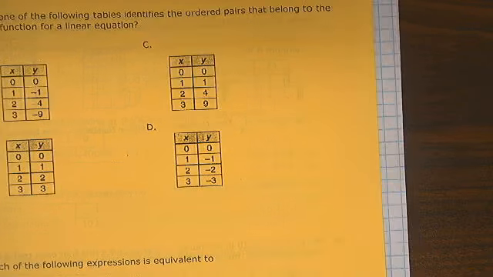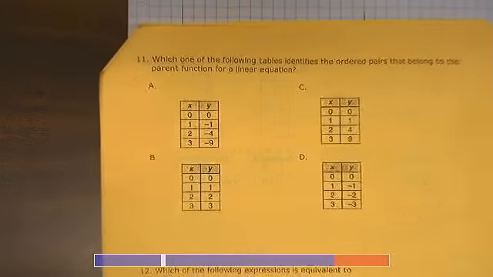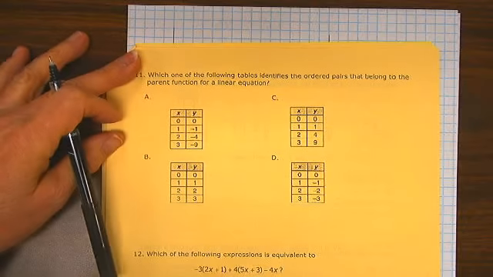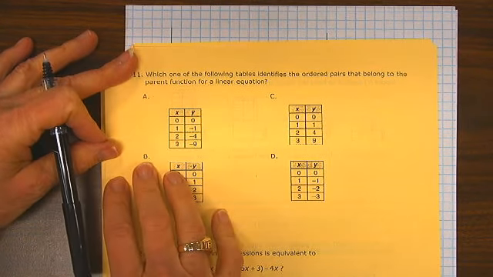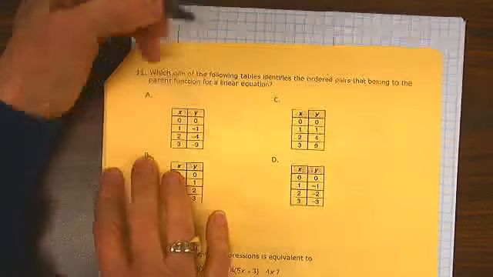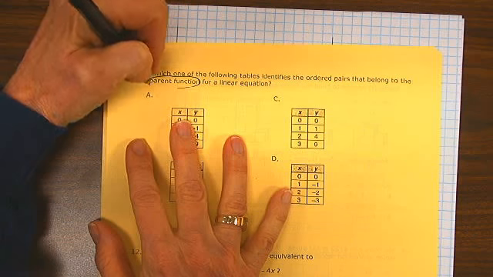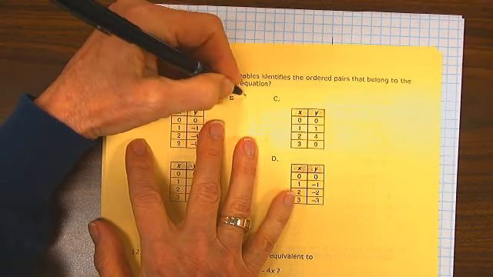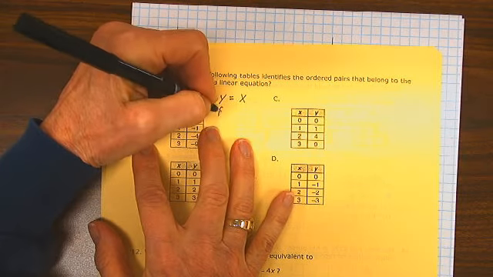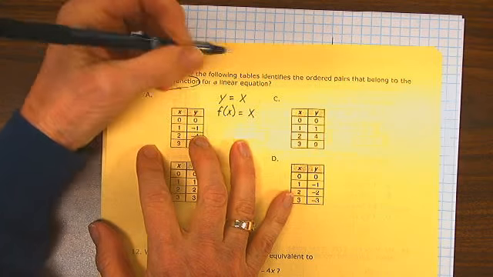Algebra 1 Semester Review Part 3, Problems 11, 16, and 18. Which of the following tables identifies the ordered pairs that belong to the parent function for a linear equation? The parent function for a linear equation is y equals x, or f of x equals x.